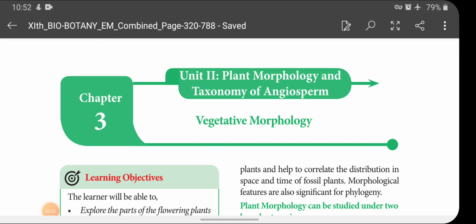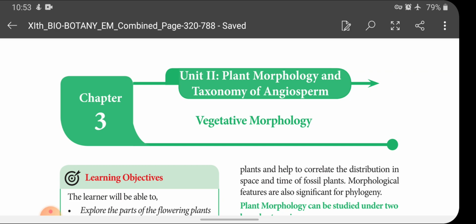Last class we completed chapter 2, and today I am going to start with chapter 3. In that we are going to see two lessons. One is vegetative morphology and anatomy of a plant. Chapter 3 includes vegetative morphology.